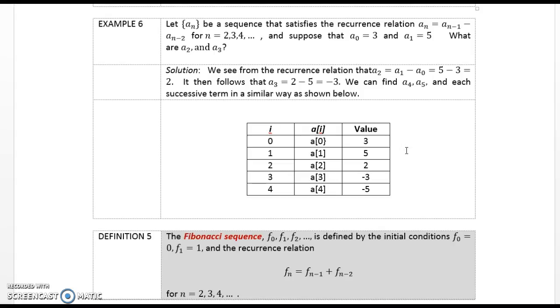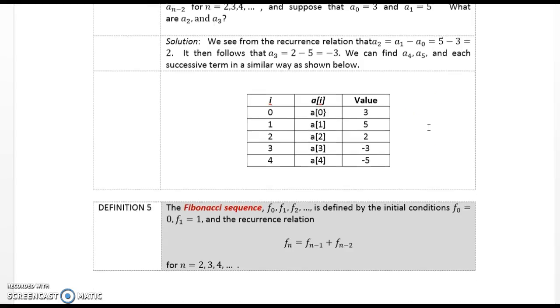Solution. We see from the recurrence relation that A sub 2 is equal to A sub 1 minus A sub 0, 5 minus 3, equal to 2. It then follows that A sub 3 equals 2 minus 5, which is equal to minus 3. We can find A sub 4 and A sub 5 and each successive term in a similar way as shown below.